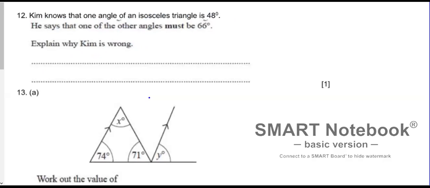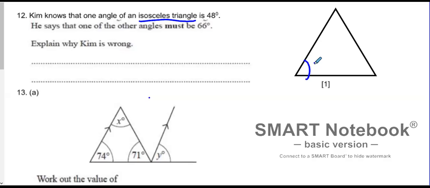So Kim is talking about a triangle like so. Now Kim knows that one angle of an isosceles triangle is 48. Suppose this angle is 48 degrees, and this is an isosceles triangle. So automatically, even this angle will be 48 degrees.